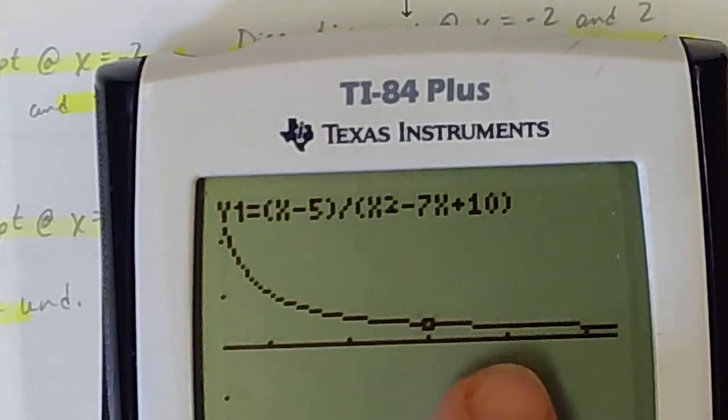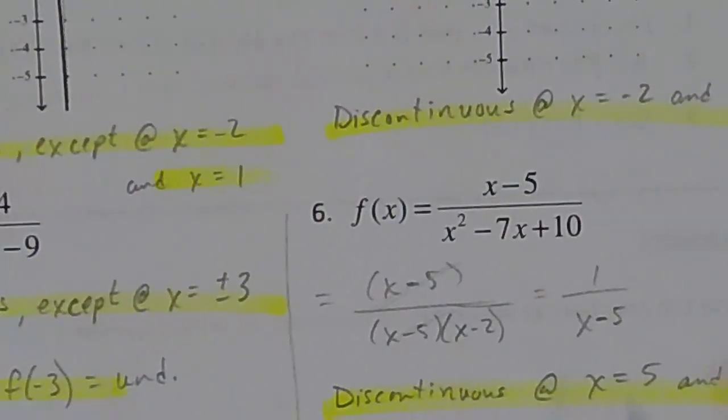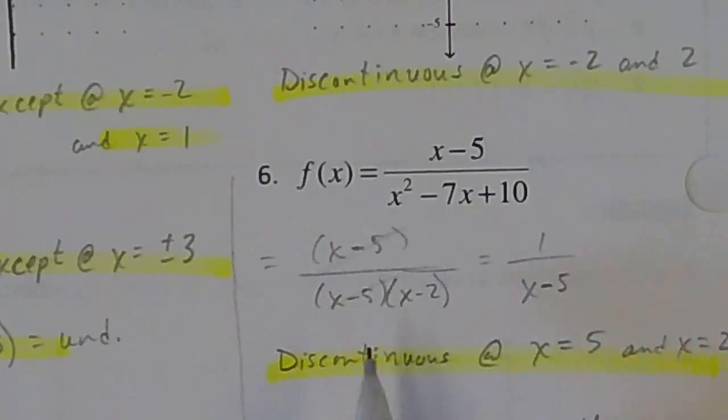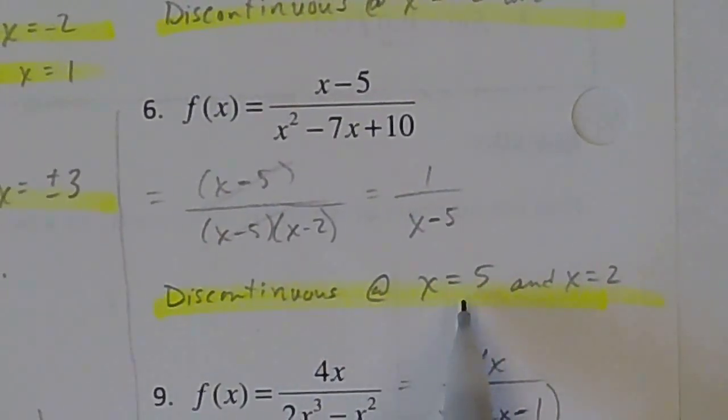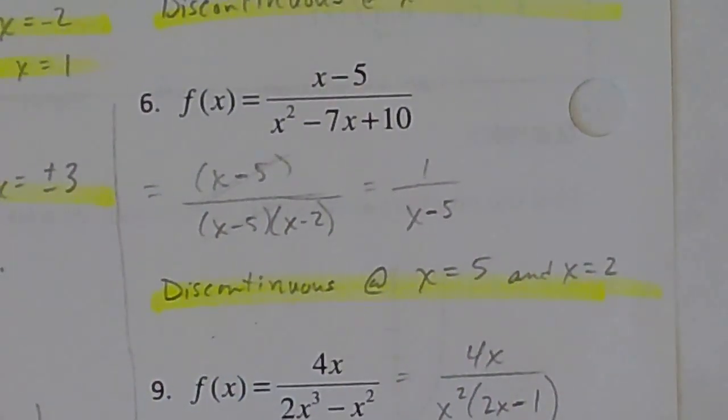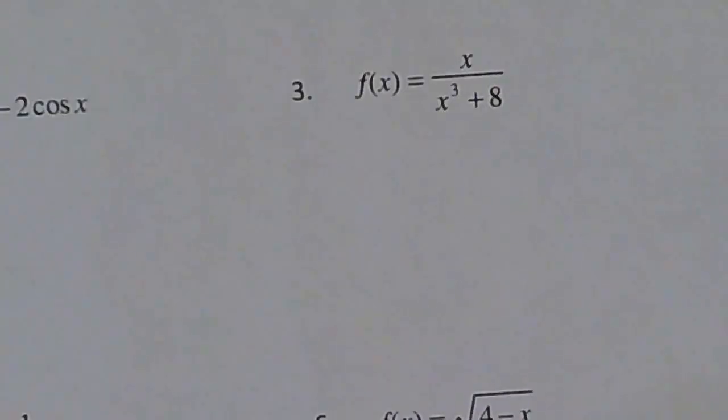But for now, if we're looking at an algebra problem and they ask you which ones are removable, here we'd say x equals 5. It's still discontinuous at both spots. Like I said, it's an open circle at that spot. But which one's removable, we'd have to say the removable one is at x equals 5. That's all.